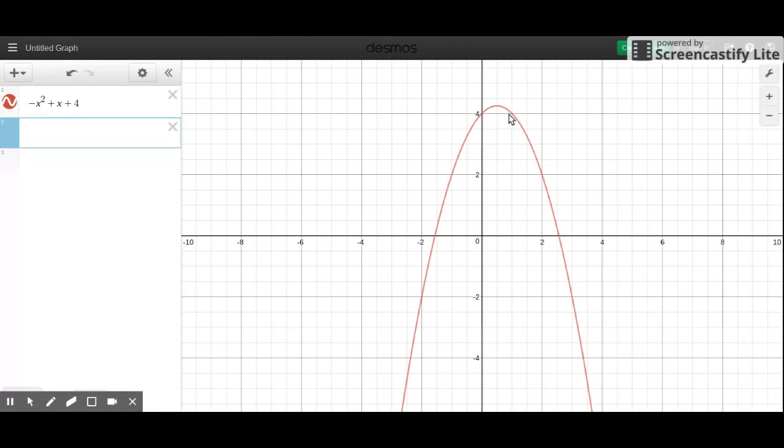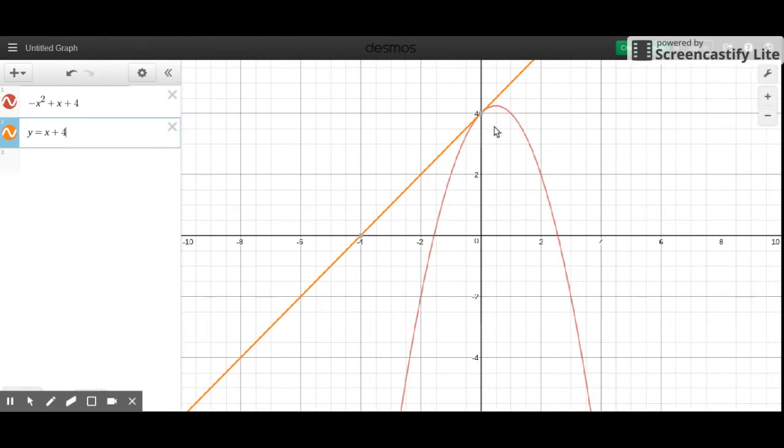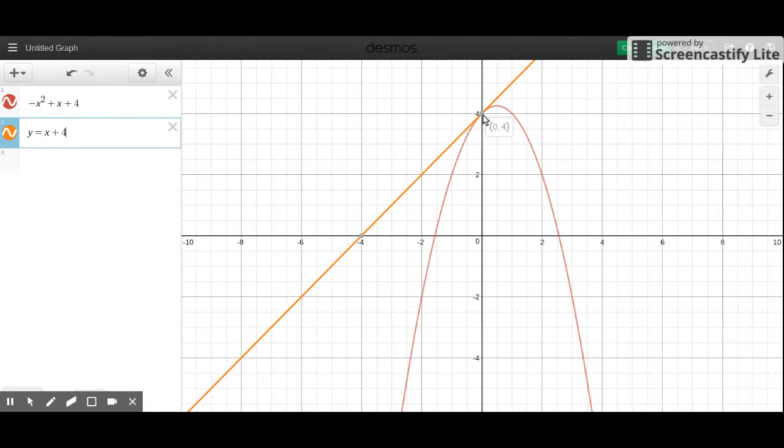All right, so here's our graph, negative x squared plus x plus 4. And this was the point right here, 0, 4, that we're going to find the tangent line that passes through. I've already forgotten what it is. Y is equal to x plus 4. So you can see this is the tangent line that we were looking for, the equation to this line that passes through the point 0, 4. Pretty darn simple, right?